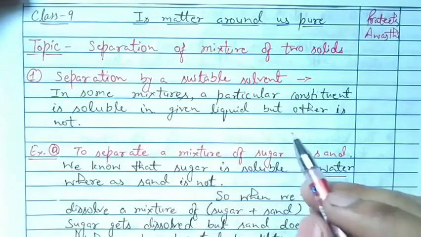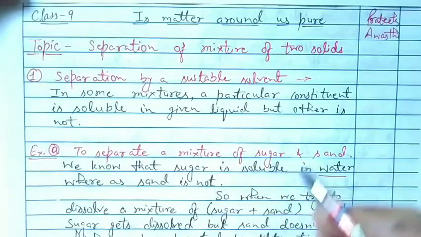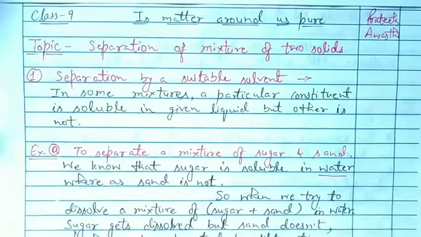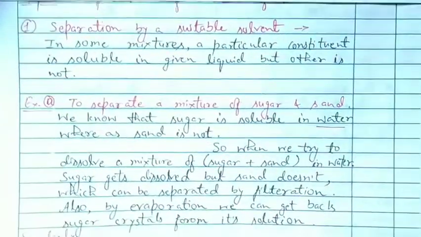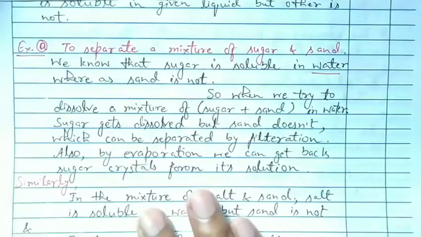This method is used when in a mixture two constituents are there, out of which one is soluble in the given solvent and the other is not. So let's understand this with an example.